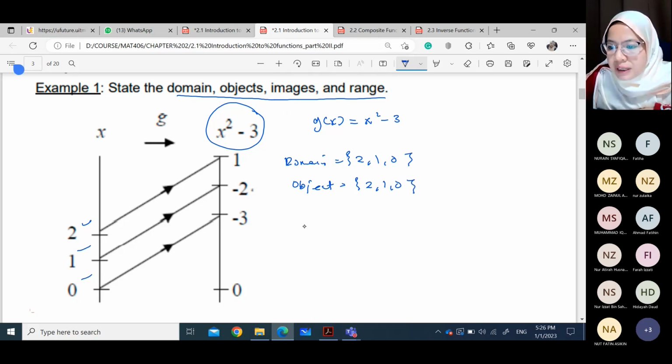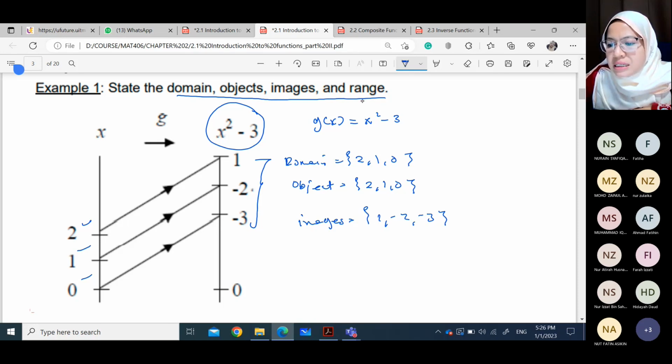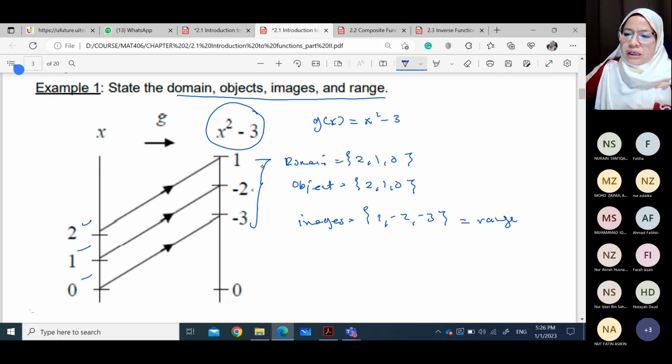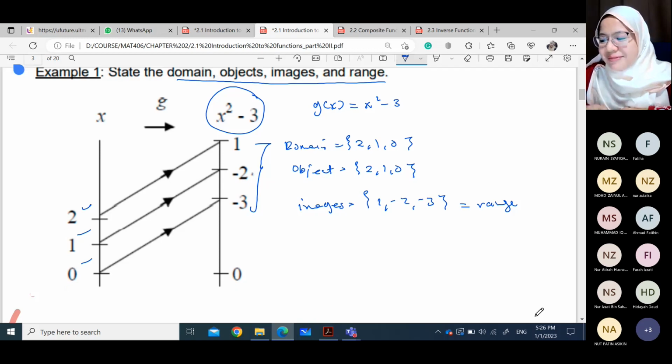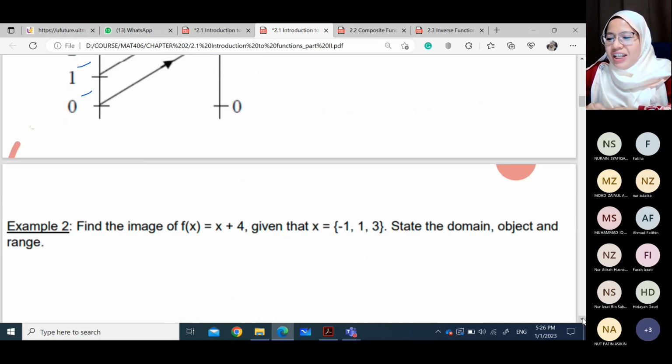Okay, and next, images. The images are what we map to, which is 1, negative 2 and negative 3. So this is the images, or range. So the images are 1, negative 2 and negative 3. So the last one, range. Range is the same as image, so it is also 1, negative 2, negative 3. If we take all of them, 1, negative 2, negative 3, 0, this is the codomain. Okay, can you understand? Clear? Okay, very good.